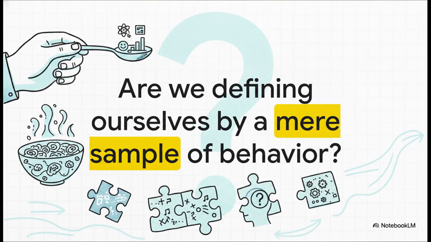And that leads me to leave you with this provocative thought as we wrap up this explainer. Are we defining ourselves by a mere sample of behavior? When we look at a test score, whether it's an IQ score, a personality type, or a career aptitude, how much weight should we truly give to that single spoonful of soup? It's an incredible tool for understanding, no doubt, but it is just one piece of the vast, complex puzzle of the human mind. Keep questioning, keep learning, and thank you so much for joining me in this masterclass.